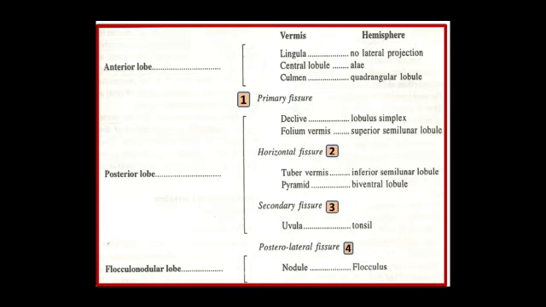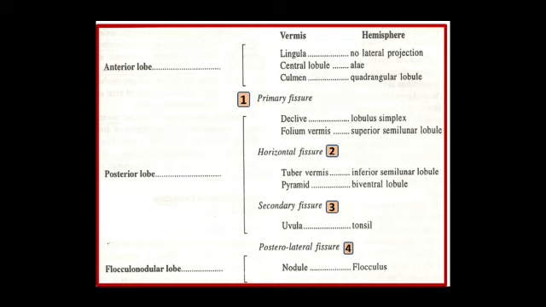Here we can see the anterior lobe and the posterior lobe, both separated by the primary fissure. The posterior lobe and flocculonodular lobe are separated by the posterolateral fissure. The posterior lobe is further divided into superior surface and inferior surface by the horizontal fissure, and the inferior surface is further divided by the secondary fissure. In each surface, that is the superior surface as well as inferior surface, you are going to find the vermal part as well as the hemisphere part.